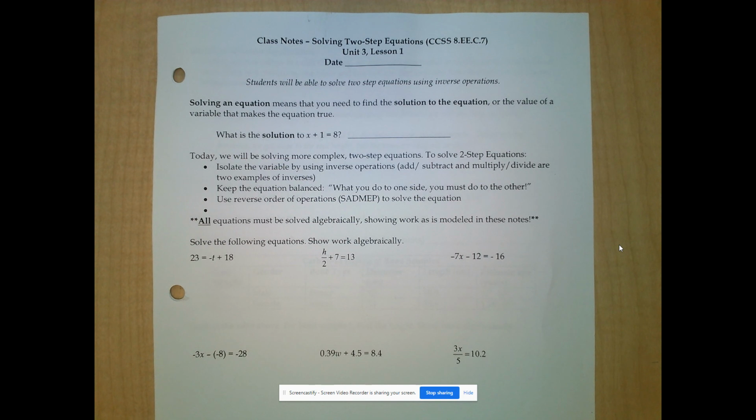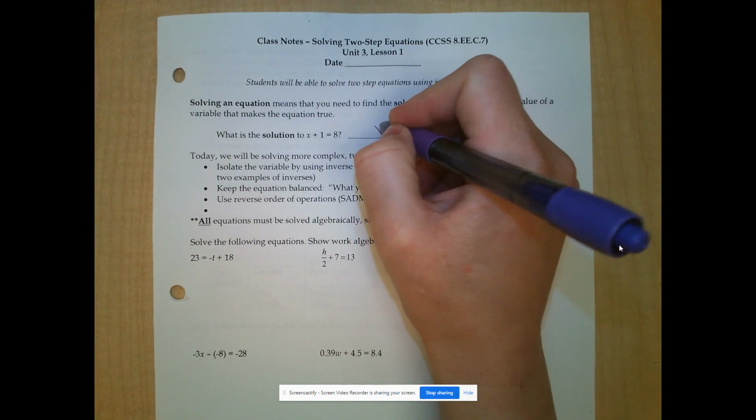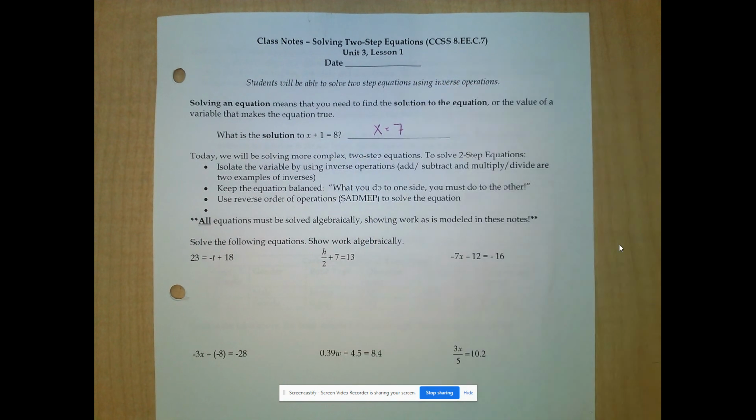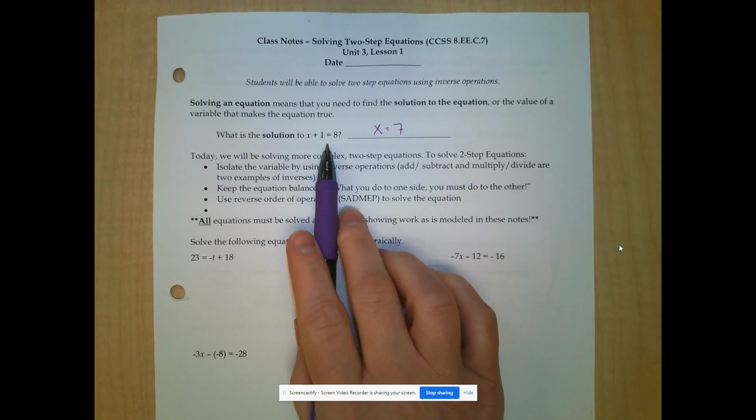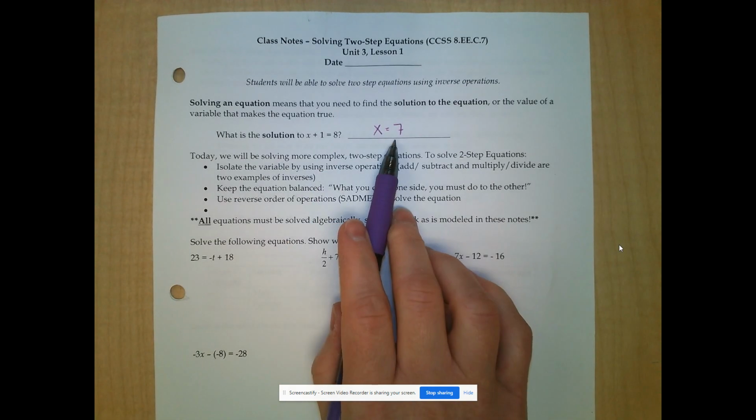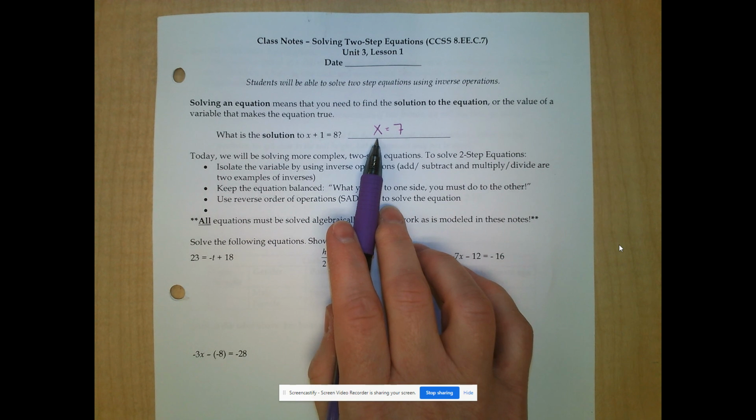Solving an equation means that you need to find the solution to the equation or the value of a variable that makes it true. What is the solution to x plus 1 equals 8? Well, what number plus 1 will give us 8, right? And we can do that in our head, and say, well, x has to equal 7. Remember, it's an equation. It has an equal sign, meaning that your solution also needs to have an equal sign.